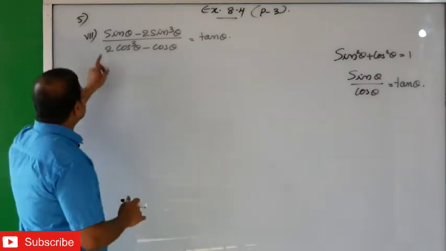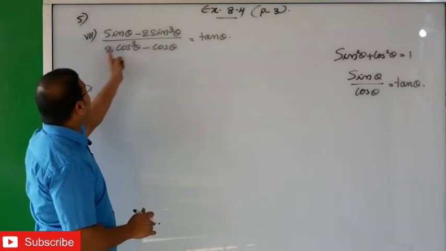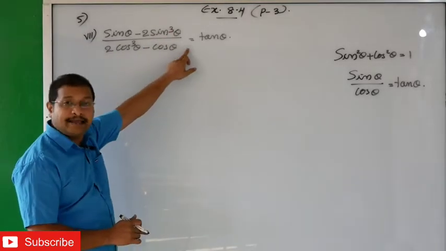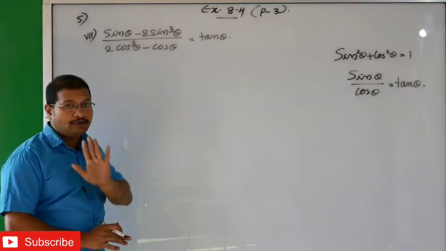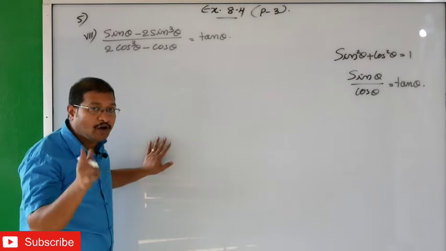Question seven. (Sin theta minus 2 sin cube theta) by (2 cos cube theta minus cos theta) equals tan theta. You have to prove it now. Sin to the power 3 means we call it cube.